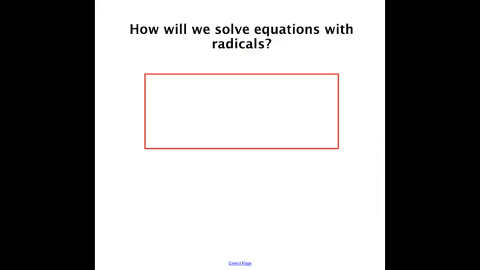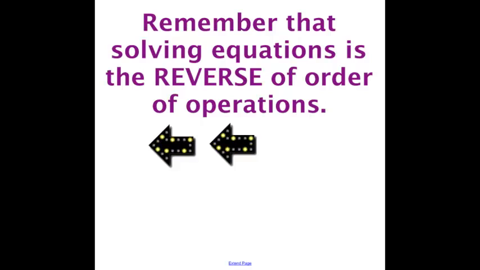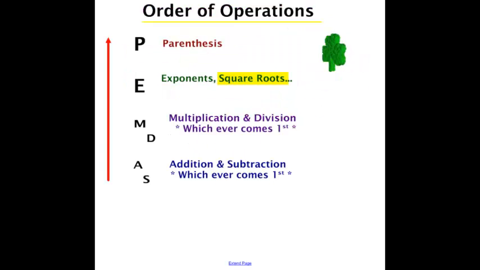Tonight's lesson is on solving radical equations. So how do we plan to do that? If we go back to bare basics, remember that solving equations is the reverse of order of operations. So the first thing that you always want to do is addition and subtraction. Take care of those things that are added or subtracted and move them around.